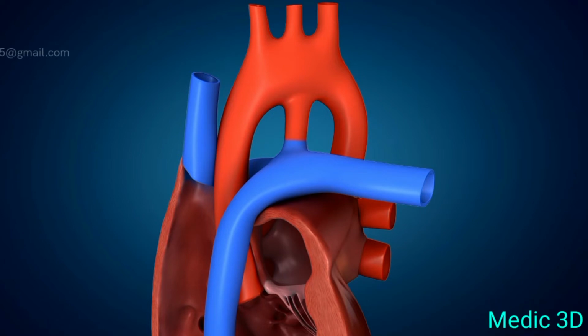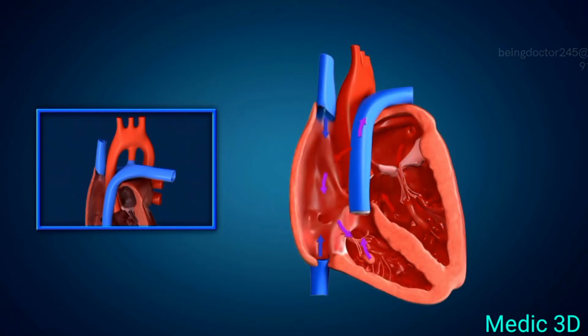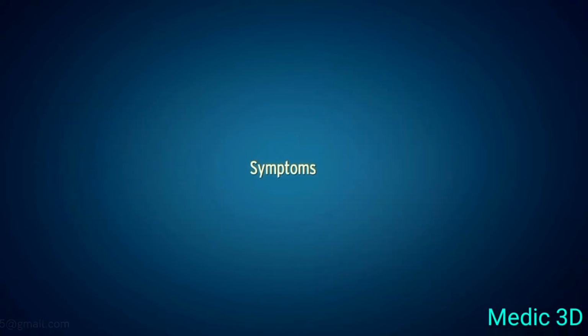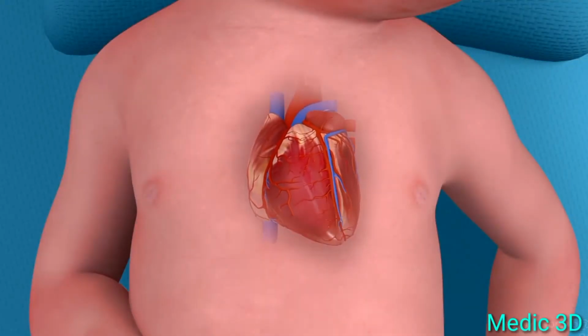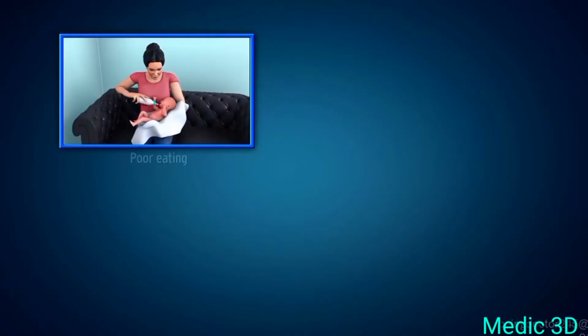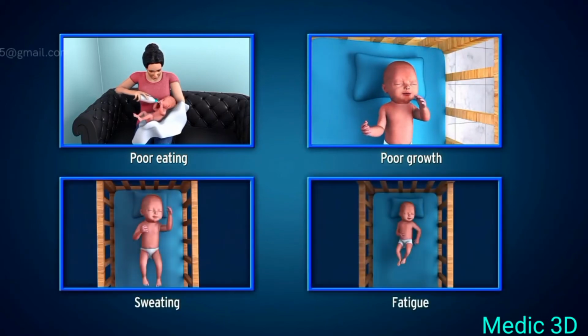Morphological features: left to right shunt at the ductus level results in the following effects. Volume hypertrophy of the left atrium and left ventricle, hemodynamic changes and enlargement of pulmonary and mitral valve, enlargement of the ascending aorta. Symptoms, characteristic: continuous harsh murmur with rapid heartbeat, poor eating, poor growth, sweating, fatigue.